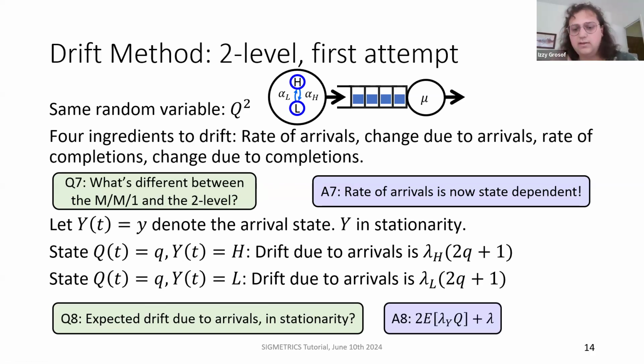So what we get is 2 times the expected product of lambda, whatever the arrival rate in stationarity is, lambda y times Q, plus the overall arrival rate. And this is not so good because we now don't know anything about the mean Q length, the thing we wanted to look at. We only know the arrival rate weighted Q length, and that's not nearly as useful. So the results ball is not happy.